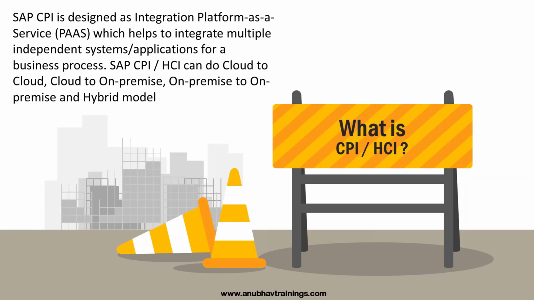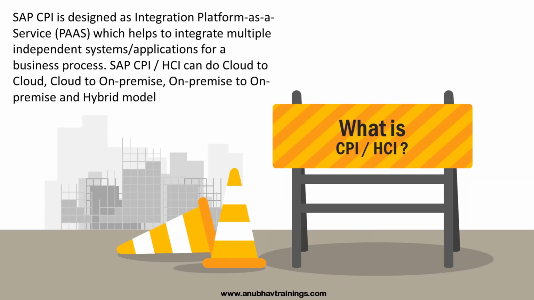Somewhere people get confused that CPI is on-premise and HCI is cloud. So don't get confused. CPI is the current name. Whenever it started, close to 2013, initially we used to call it HANA Cloud Integration, the same way your cloud platform used to be called HANA Cloud Platform, HCP. So right now we have two names for your platform. It's cloud platform, and the integration service which we need to subscribe to is known as Cloud Platform Integration. Okay. So currently the name for this tool is CPI, SAP Cloud Platform Integration.